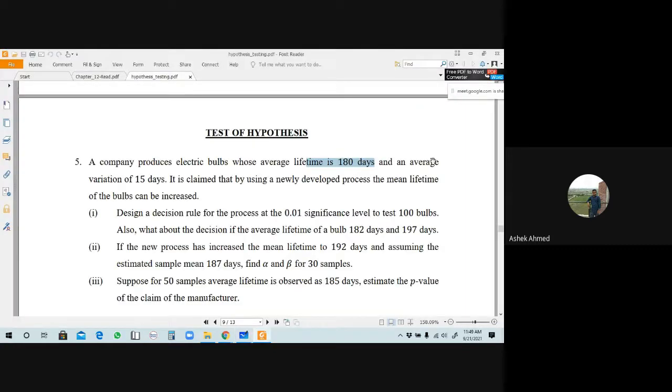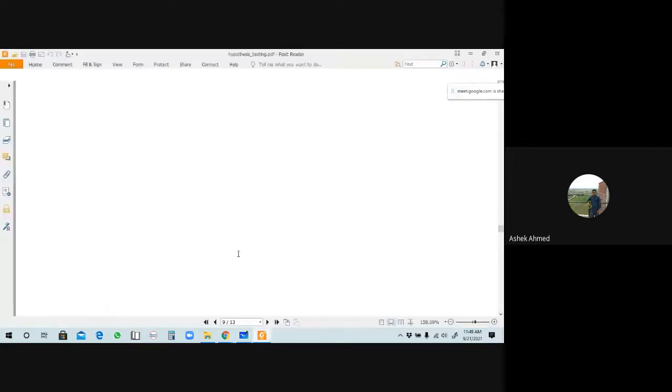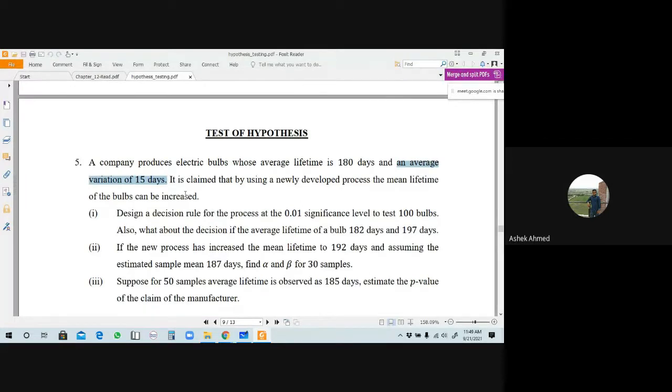So they have given another information: an average variation of 15 days. What do you mean by average variation? Average variation here replaces standard deviation. This is 15 days. When we discussed standard deviation, standard deviation means here average variation. So the value of average variation will be sigma. The sigma value is 15 days.